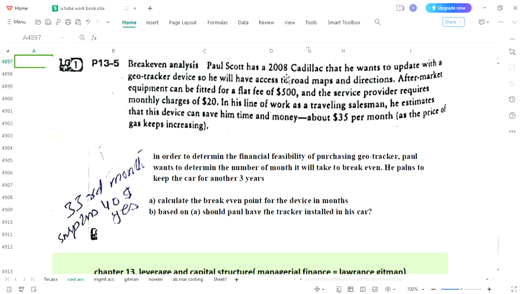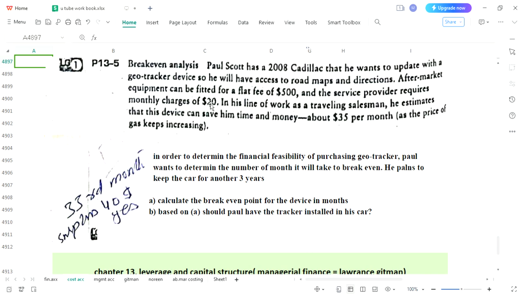A person in 2008 had a Cadillac, a car name, that he wants to update with a GPS tracker device, which he wants to purchase so that he can have access to road maps and directions. Aftermarket equipment can be fitted for a flat fee. It means no matter what is happening, you will have to pay $500, and when you pay this, it would not be altered, so this 500 would be considered as your fixed cost.